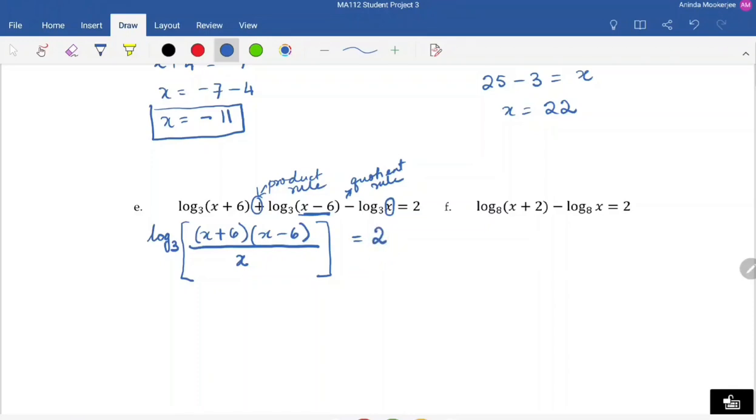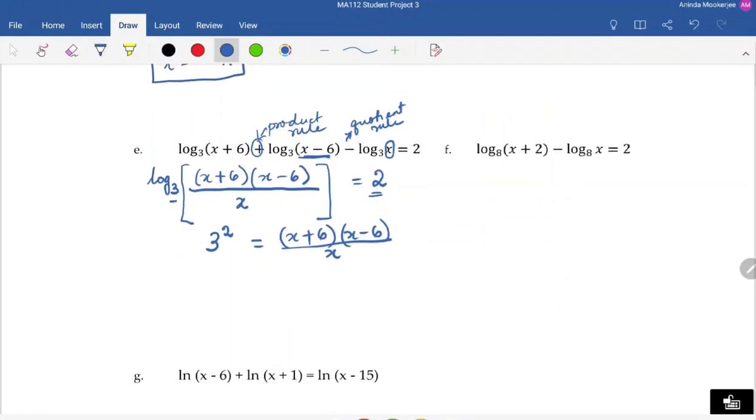Now what we should do, in order to solve this, is rewrite this whole expression in exponential form. So let's do that. The base of the logarithm is 3, so 3 will also be the base of the exponent. And then this 2 on the other side of the equation is going to become the exponent of 3. And this entire x plus 6 times x minus 6 divided by x is going to go on the right-hand side of the equal sign. So it's going to be x plus 6 times x minus 6 divided by x.